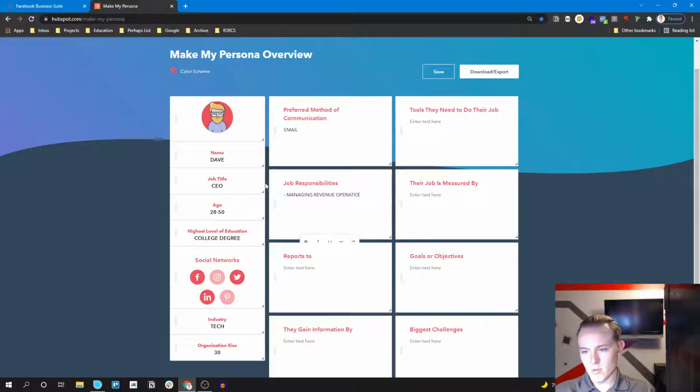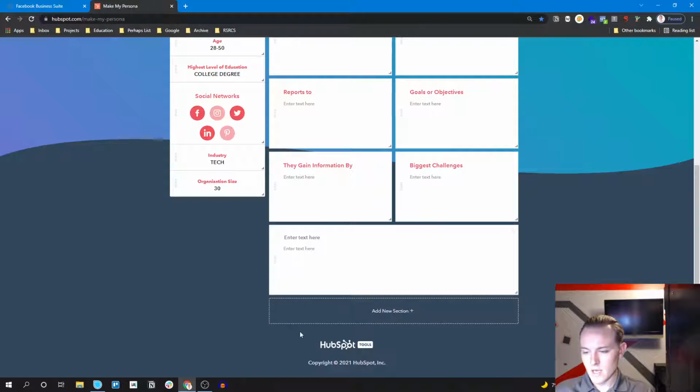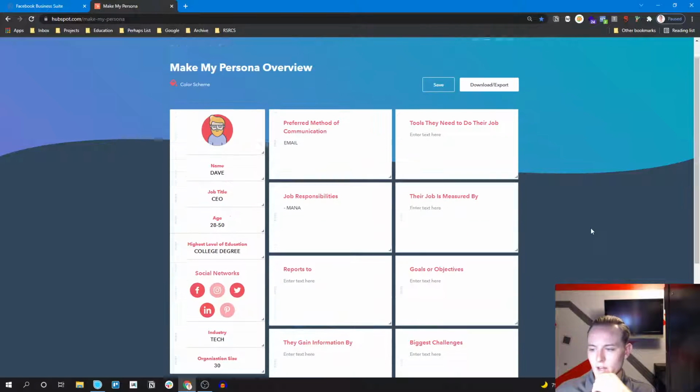So you want to go into job responsibilities, who they report to. If they don't report to anyone, just leave that blank. Goals or objectives. They gain information from or by. Biggest challenges, and that can be personal or career-wise, depending on how you're approaching what you're marketing, and then what your approach is. And then you can go through and add your different sections here if you have other parameters or data points that you want to include when creating your avatar.